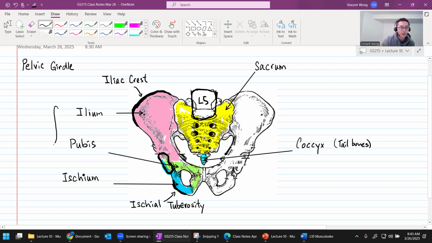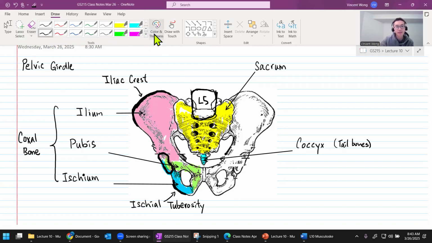Okay, so together the three bones make up the coxal bone. Now it's running out of space on the left side, so we're going to go to the other side and I'm going to draw the socket again. It's the same socket on this side, and this socket is called the acetabulum.